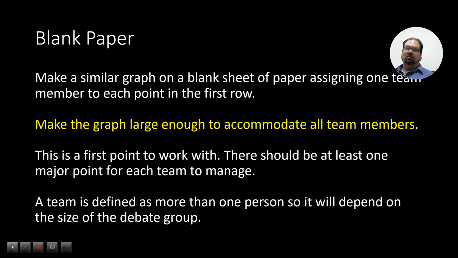A team is defined as more than one person, so it will depend on the size of the debate group. A good group is 5 people or 4. If it's too small, then it's harder. So if you have 2 and 2, that's okay. A team is more than 1. But if you have 4 or 5 in a team, it makes your arguments better and broader and deeper.